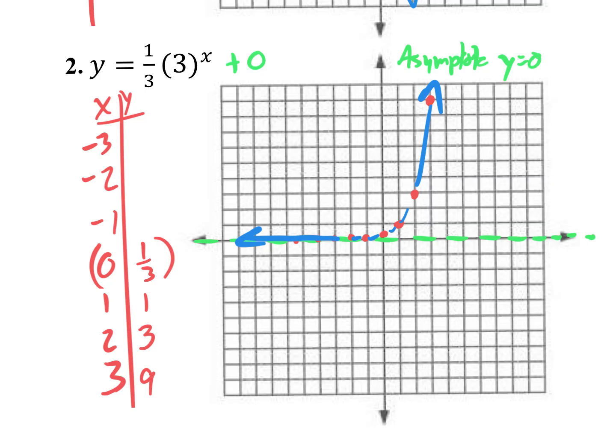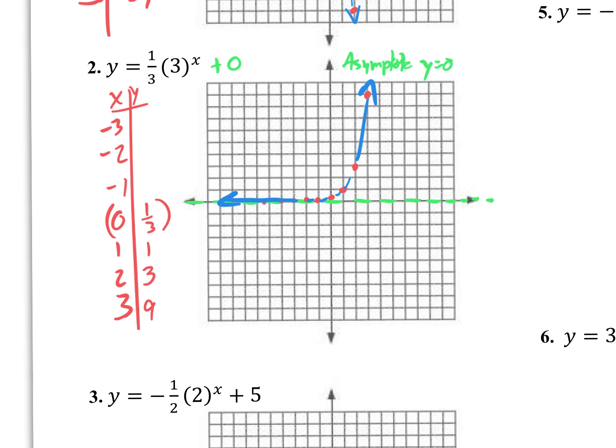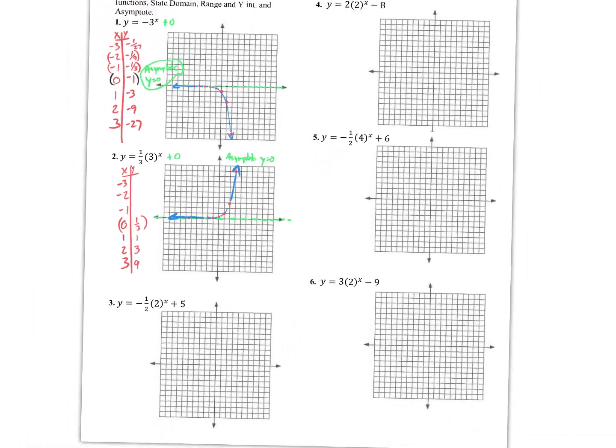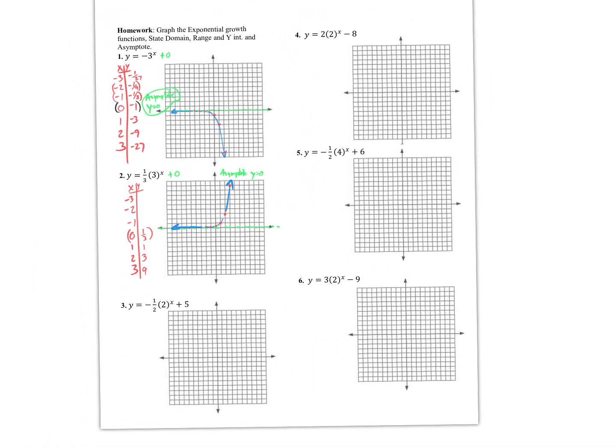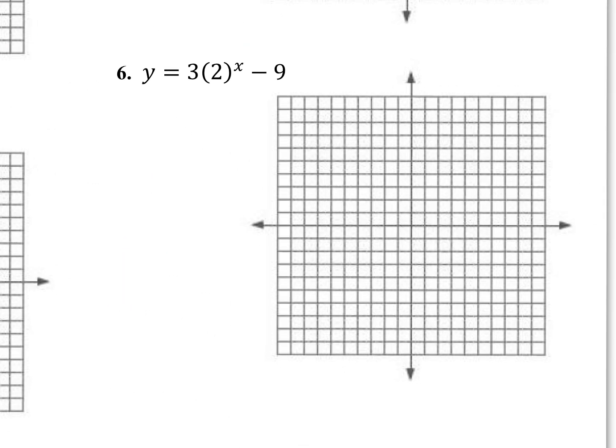Now on Desmos, once again, you just do an XY table, plug in 2 easy numbers, move your asymptote, and it'll graph it perfectly for you. Pick a different one. Any one you want. 6. Looking at number 6.